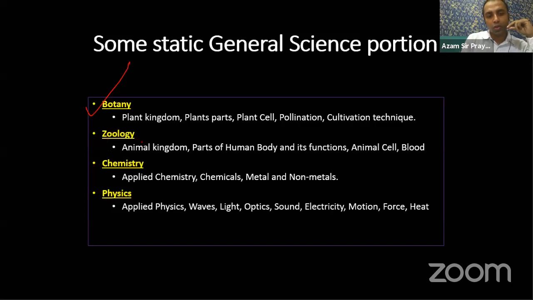Zoology, the questions used to come on the animal kingdom, the parts of the human body and its function, the animal cell, the blood, very importantly. But you can keep this on the secondary preference. Chemistry, applied chemistry, chemicals, the metal and the non-metal. You don't need to remember the chemical formula. You don't need to remember the chemical reaction.